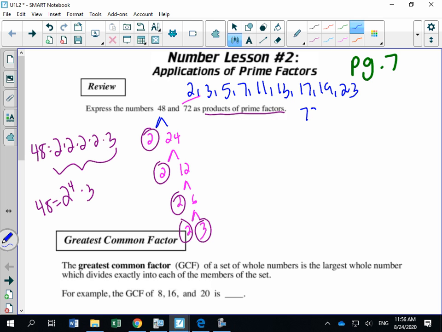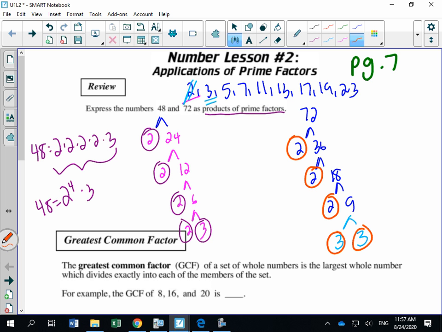Okay, so let's do 72. 72 divided by 2 is 36. 36 divided by 2 is 18. 18 divided by 2 is 9. 9 is not divisible by 2, so jump up to 3. 9 divided by 3 is 3. Circle all of your prime factors, and 72 expressed as the product of its prime factors would be 2 times 2 times 2 times 3 times 3. Written in exponential form is 2 to the power of 3 times 3 squared.